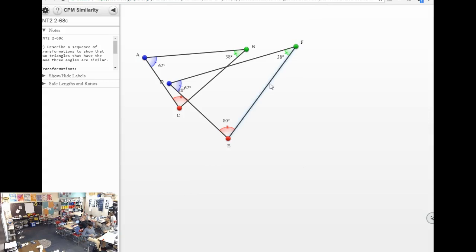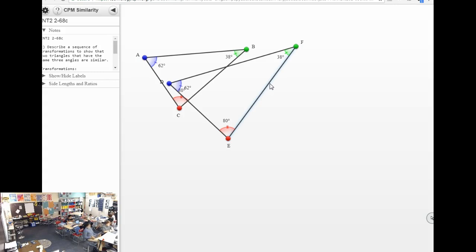Across what axis? Not an axis, right? I reflected across line EF. So if we were explaining this, we would have to say reflect line EF. And actually, if we were specifically describing, we would say reflect triangle DEF across line EF. What next?